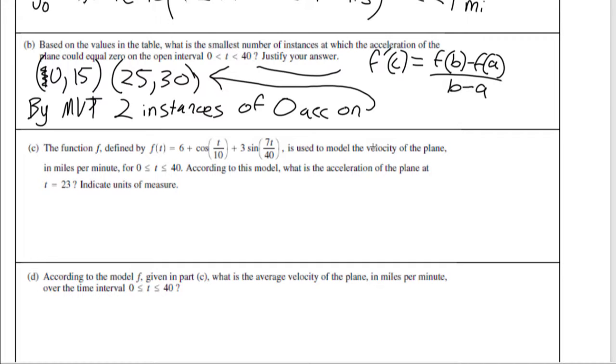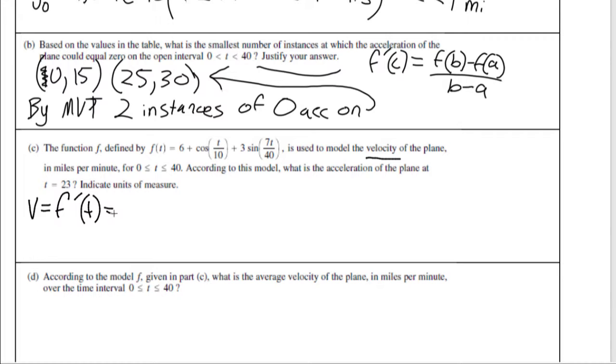So we have a new function, defined by that lovely trig function. It's used to model the velocity. We need to find the acceleration at t equals 23. So if that function represents velocity, then what do I have to do in order to get to acceleration? Take the derivative. So that means acceleration is going to be equal to f prime of t.